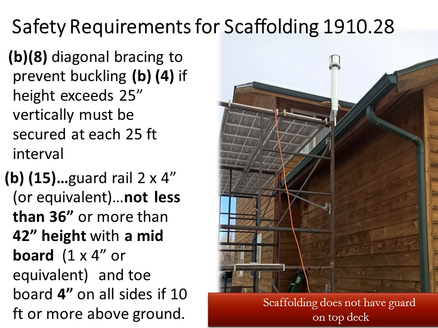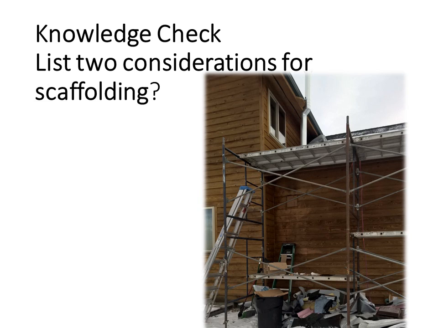So this is an example of where this scaffolding is greater than 10 feet tall. It does have the diagonal bracing, but there is no top railing around the scaffolding and there is no toe board around the scaffolding. Knowledge check. In this picture lists two considerations for scaffolding, which also include our general requirements.